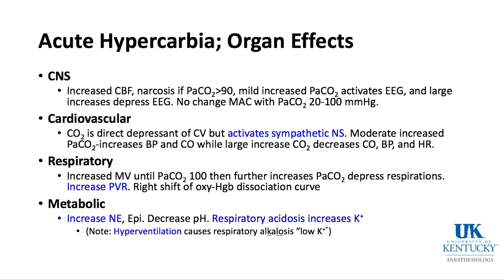The pulmonary vascular resistance goes up as CO2 rises, and there is a right shift of the oxyhemoglobin dissociation curve as CO2 goes up, and acidosis ensues. Metabolically, hypercarbia results in a stress response with increased norepinephrine. The respiratory acidosis that ensues with hypercarbia increases potassium. And one way to remember this is that alkalosis, which has LO in the name, is associated with a low potassium, while acidosis is associated with increased potassium.